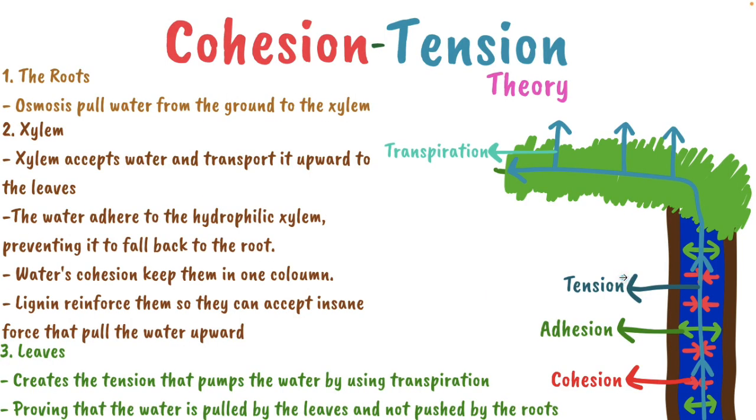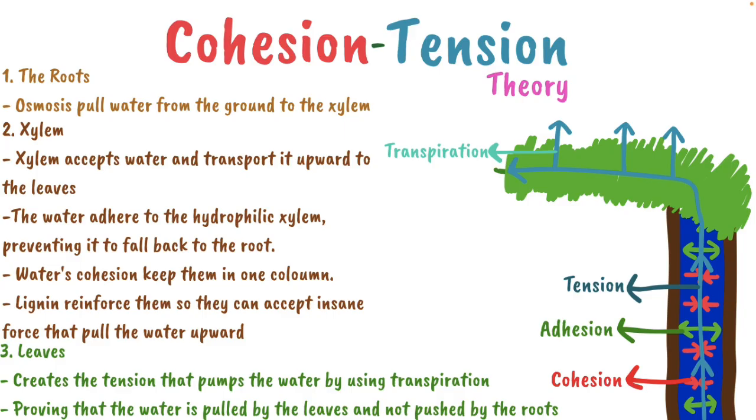Now, let's talk about the cohesion-tension theory, because we already understand the parts, their techniques, and their role in pumping water through the plants. First are the roots. Roots pull water from the ground into the xylem via osmosis. And the xylem accepts the water and transports it upward to the leaves.